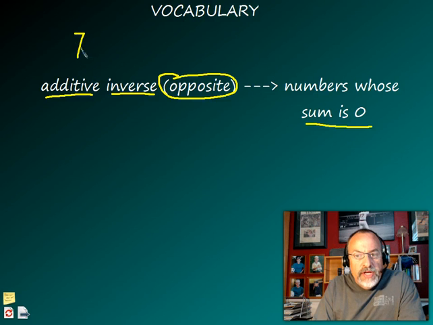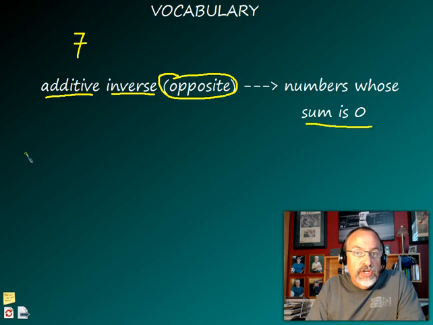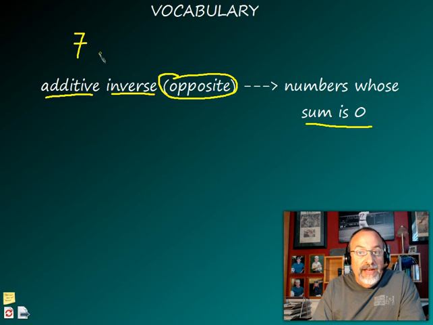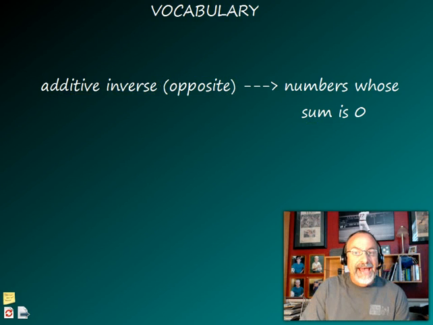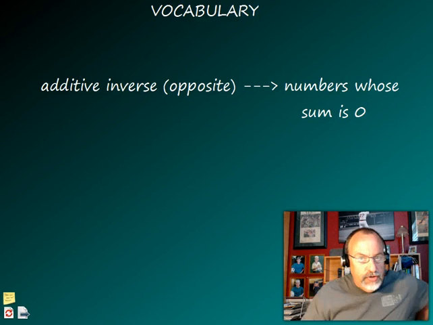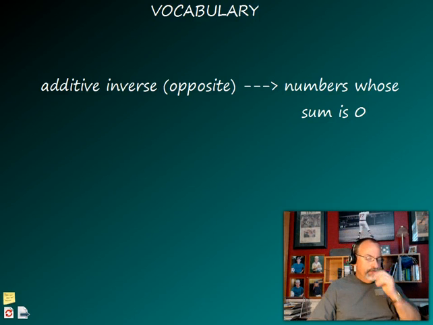So what's the opposite or the additive inverse of 7? Well, the additive inverse is -7. And how do I prove that? Well, because when I add 7 plus -7, I get 0. So because the sum is 0, these are called opposites. So that's the mathematical definition of additive inverse. So make sure you know that vocabulary word, additive inverse.